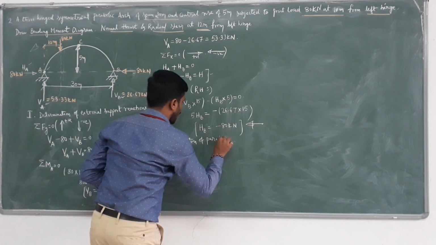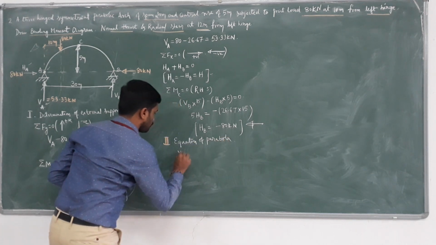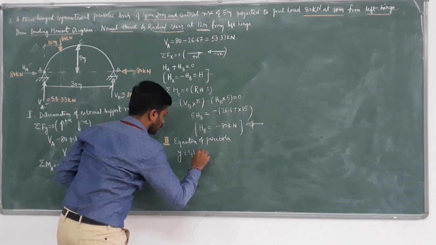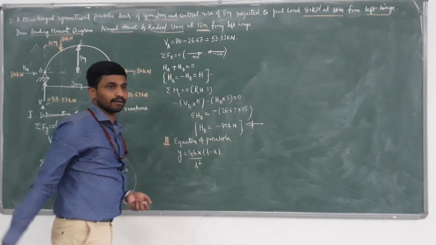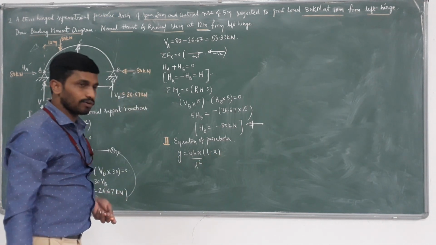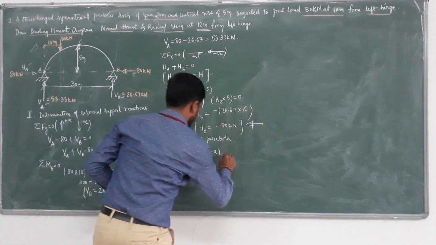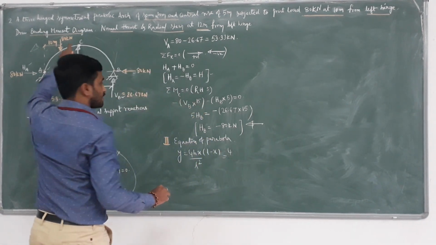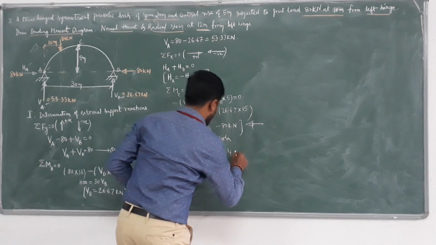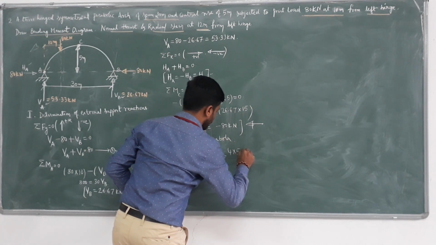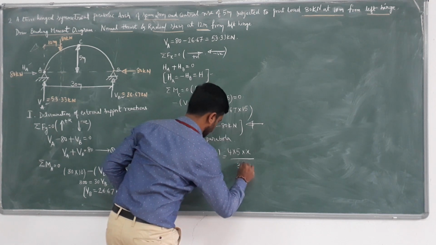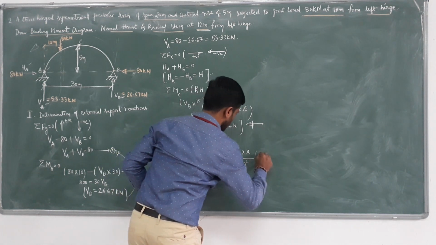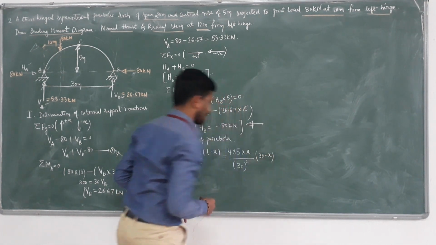Equation of parabola is given by 4hx into L minus x divided by L square. So it will become 4 into h, where h is the rise, which is 5, into x divided by L square, that is 30 square, into 30 minus x.